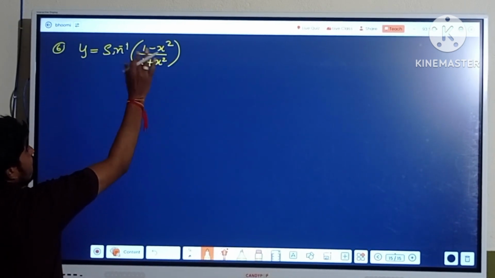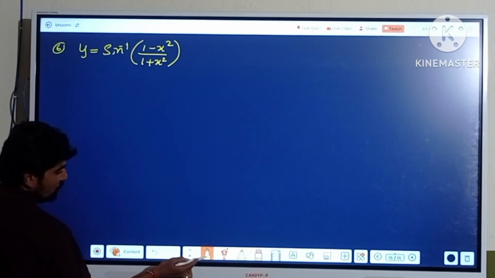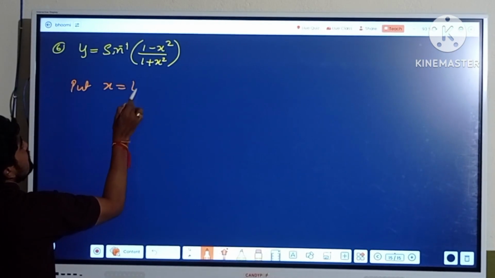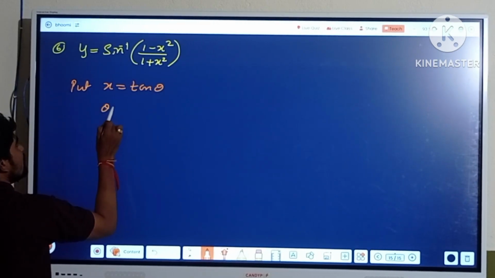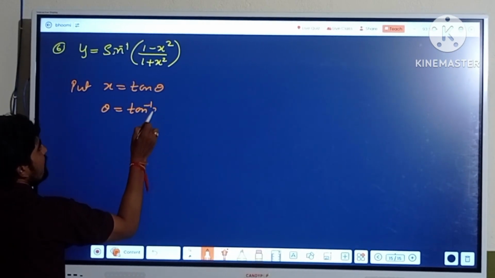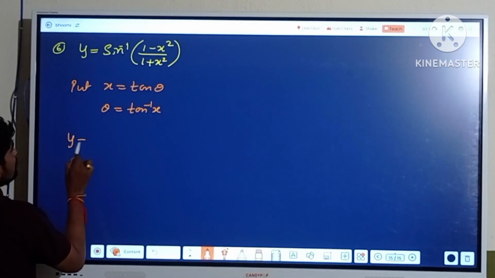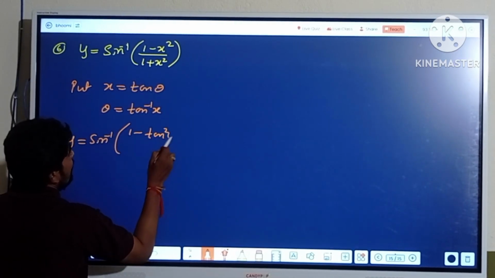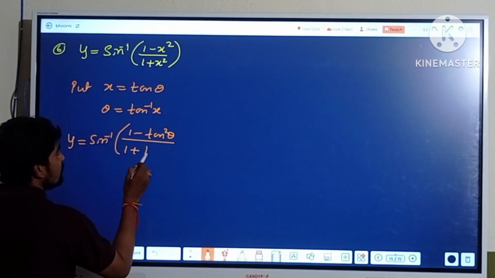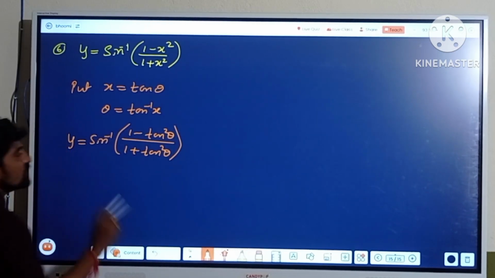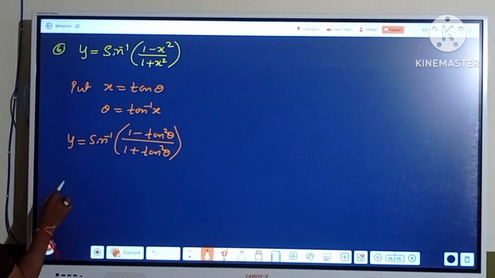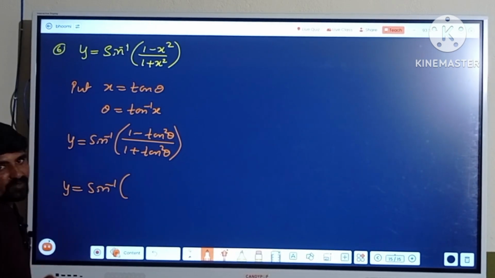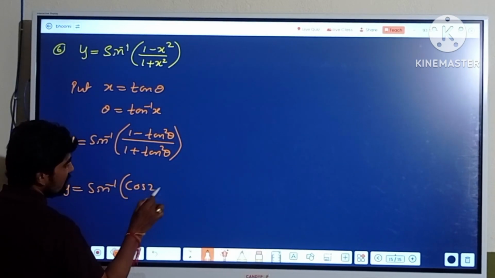So by observing the term inside the bracket, definitely we are going to substitute tan theta. Put x is equal to tan theta. So theta is tan inverse x. Therefore y is equal to sin inverse of 1 minus tan square theta divided by 1 plus tan square theta. So therefore y becomes sin inverse of 1 minus tan square theta divided by 1 plus tan square theta, which is a formula for cos 2 theta.